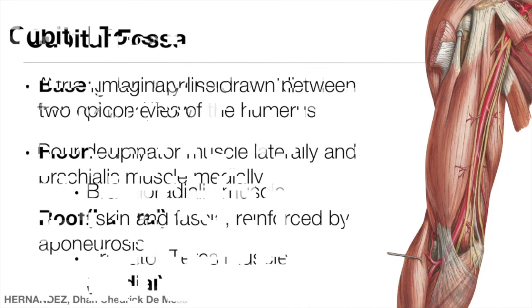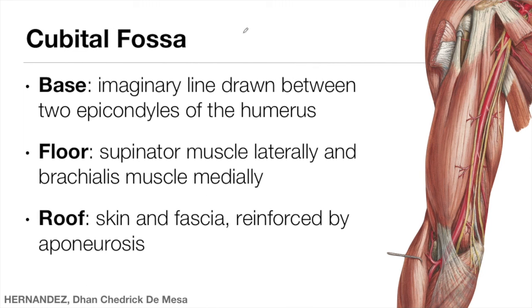Next. So, ito ang kanyang specific boundaries as its base. The base of the triangular depression is the imaginary line between the two epicondyles of the humerus. So, nasan ba yung epicondyles na yan? Di ba ito? Yan. Ito yung imaginary line. Okay. And then the floor is the supinator muscle laterally and the brachialis muscle medially.